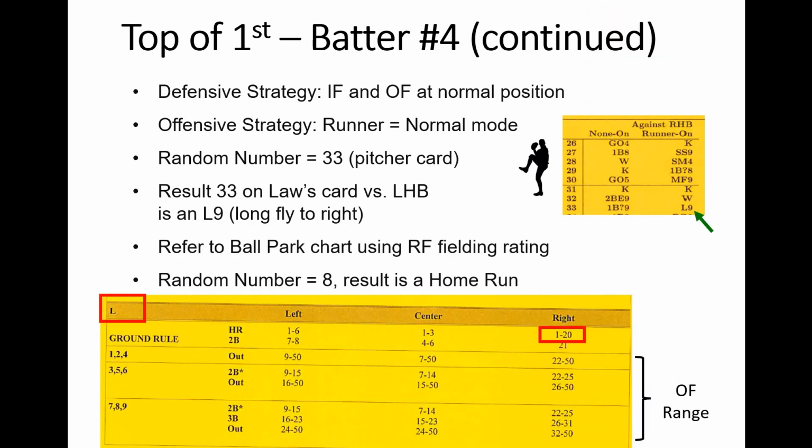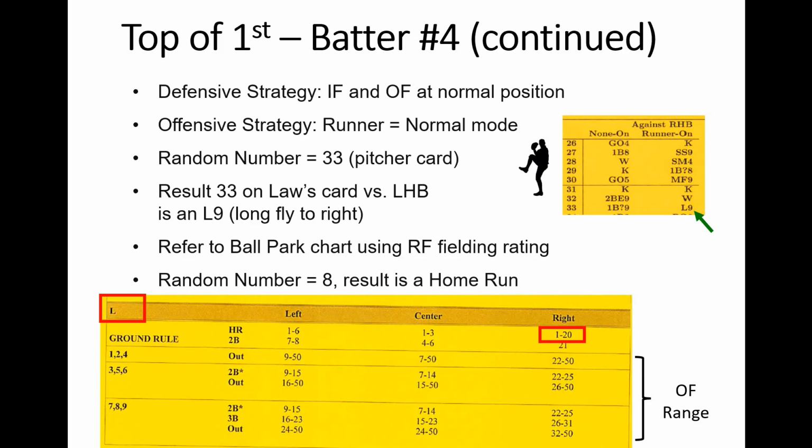Batter number 4. Since there was a wild pitch, you basically re-roll. And this time the random number was 33. So again, we're on the pitcher card. We're against the right-hand batter, I believe. Let's hope. With a runner on, the result is an L9, which is, as I understand it, a long fly to right or a liner to right field.